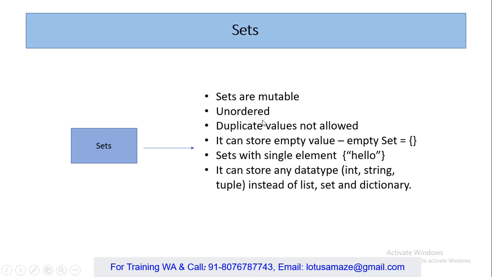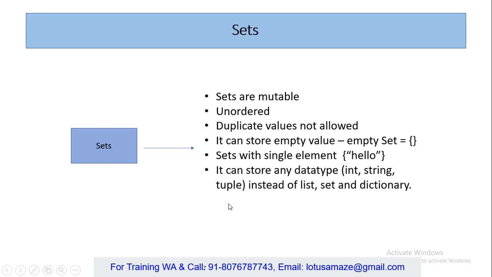Means a value cannot be accessed or edited through an index number at a specific point, right? Duplicate values are not allowed in sets, and it can store values of any data type like integer, string, tuple or boolean. It cannot store values like list, set and dictionary. So it can store data types like integer, string or tuple.